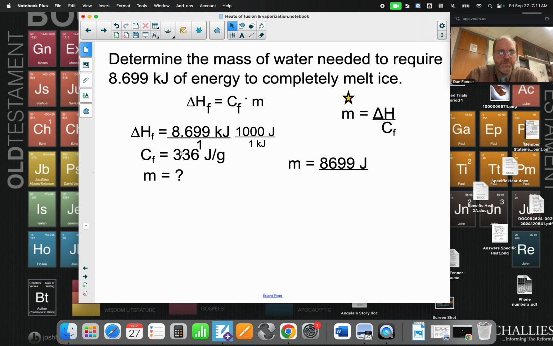My CF is 336 joules per gram. Of course, M is unknown, but 336 goes on the bottom. Joules cross out, 1 over gram. With 4 sig figs, I get 25.89 grams.